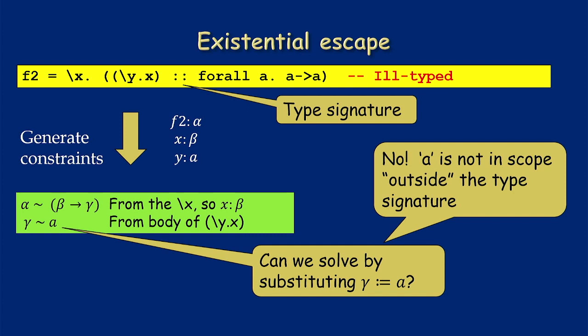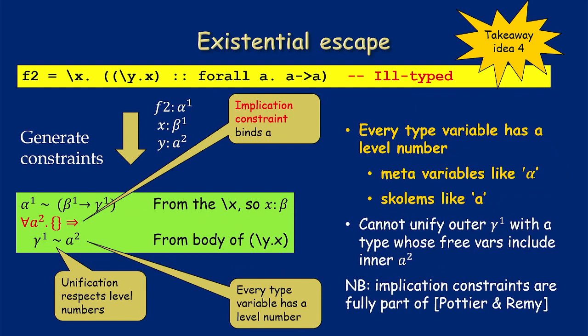But the A here comes from the signature. So am I allowed to unify the result type of the whole function, F2 lambda x dot something, that something, gamma, with this for all A thing? Obviously not. That's wrong, right? It's just wrong. So what to do? I can't tell you for how long I scurried around with half-baked implementations, and then I learned from Paris, and now we just have level numbers.